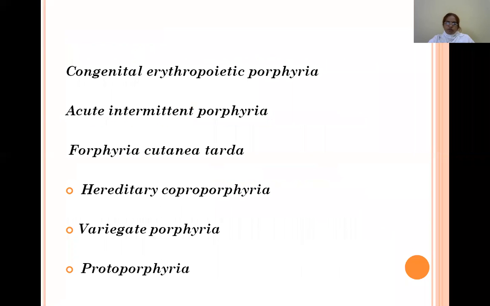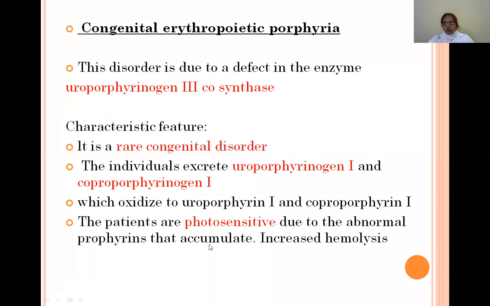Now see the types of porphyrias: congenital erythropoietic porphyria, acute intermittent porphyria, porphyria cutanea tarda, hereditary coproporphyria, variegate porphyria, and protoporphyria. Now see each individual.